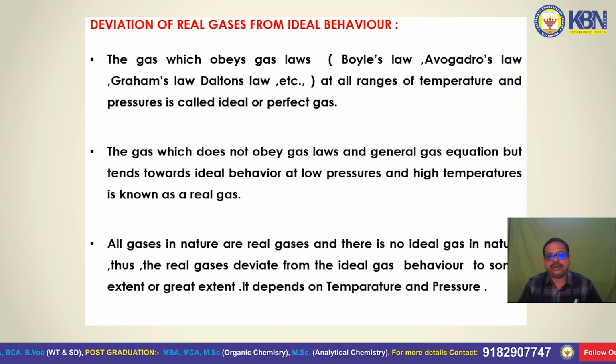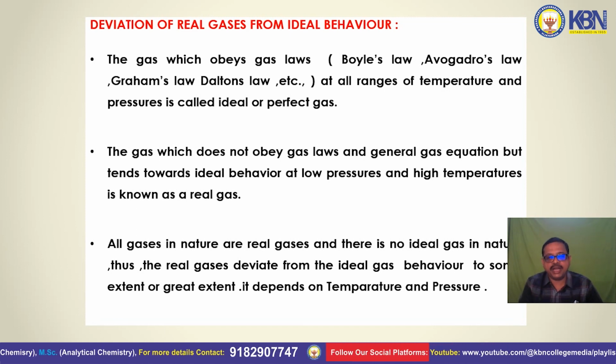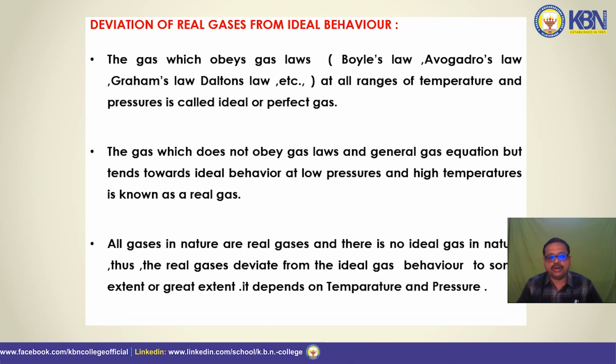Deviation of real gases from ideal behavior. The gas which obeys gas laws, which we have already discussed in the previous slides, such as Boyle's law, Avogadro's law, Graham's law and Dalton's law, at all ranges of temperature and pressure is called an ideal or perfect gas. The gas which does not obey gas laws and the general gas equation, but tends towards ideal behavior at low pressure and high temperature, is known as a real gas. All gases in nature are real gases and there is no ideal gas in nature.